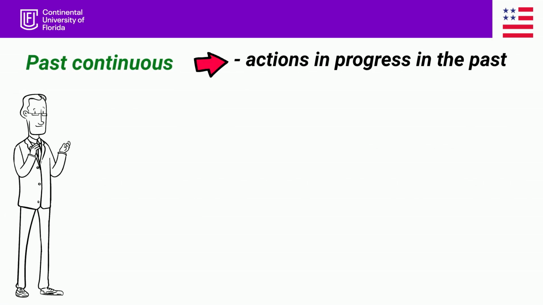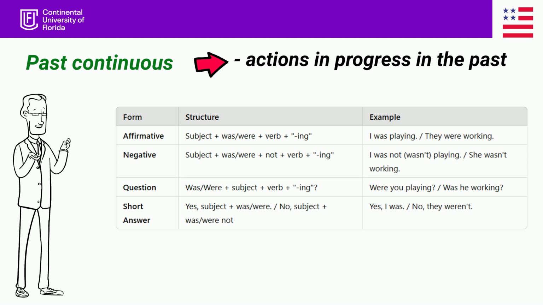To use the past continuous in affirmative sentences, we need was or were plus the verb in ing form. In negative, we use was or were not and the verb in ing form. And in interrogative sentences, the order changes. Was or were goes at the beginning, then the subject, and the verb in ing form.